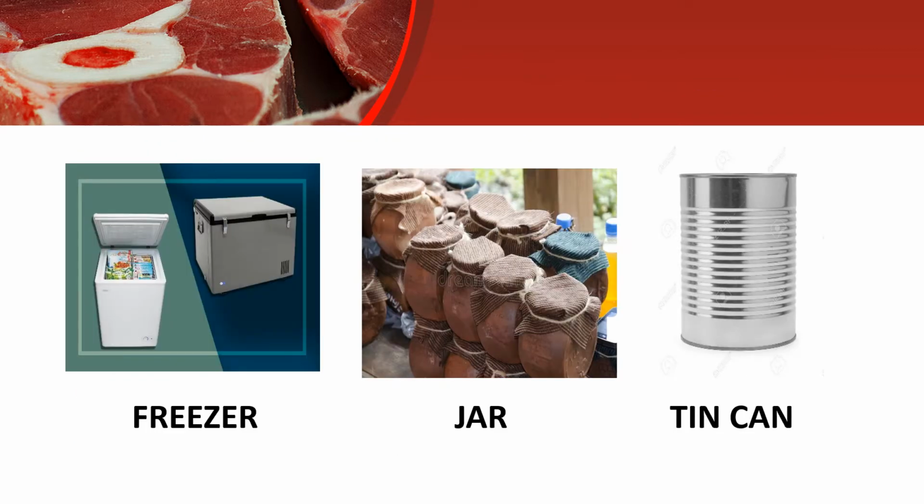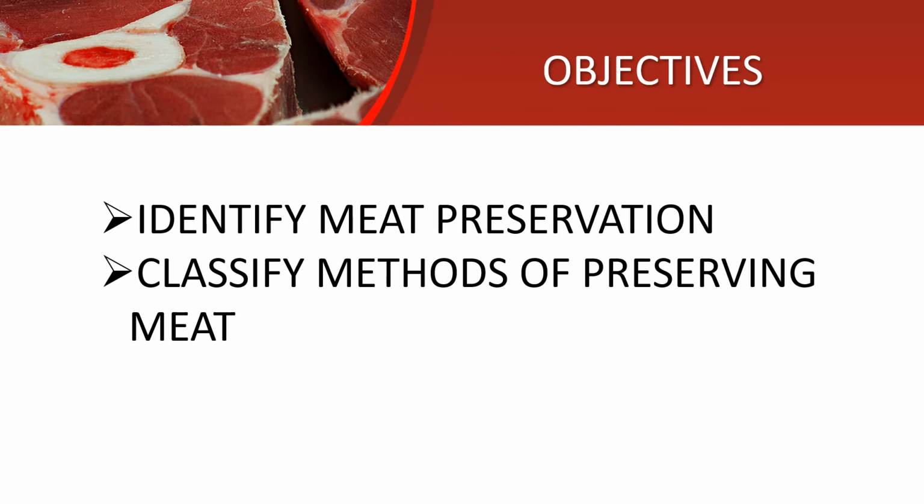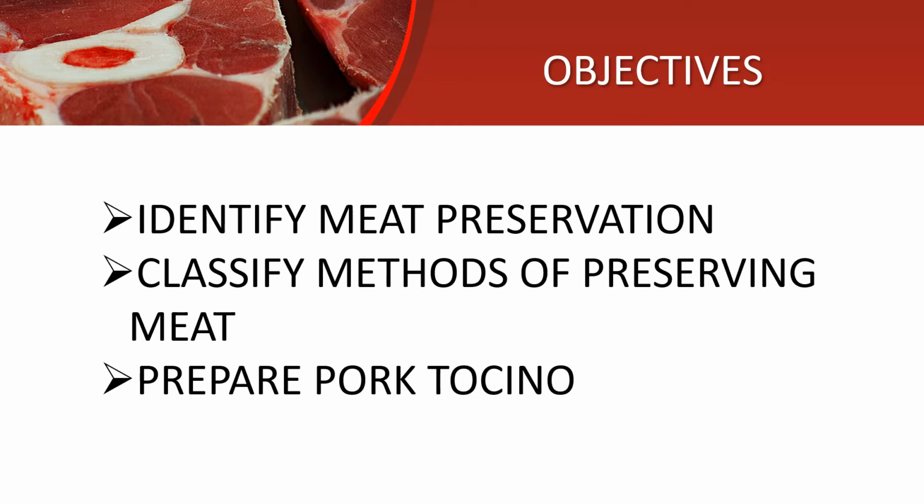Now, let's take a look at the following pictures. The pictures show freezer, jar, and tin can. If you are not familiar with these items, these are some materials and equipment that are used in preservation of meat. Do you have any idea about our topic? Our topic for this video lesson is all about the methods of preserving meat. In this lesson, we will identify meat preservation, classify methods of preserving meat, and prepare pork tocino.